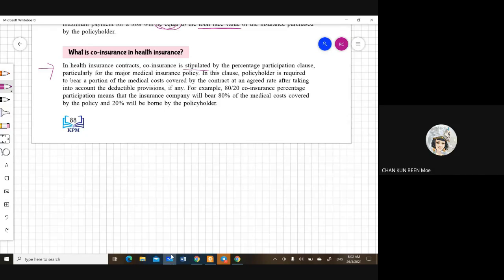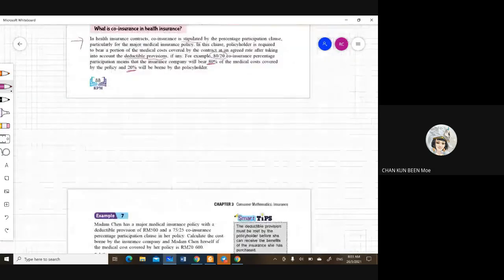In this clause, policyholder is required to bear a portion of the medical cost covered by the contract at an agreed rate after taking into account the deductible provisions. So same thing, we also have deductible in health insurance, if any. For example, 80/20 core insurance percentage participation means that the insurance company will bear 80% of the medical costs covered by the policy and 20% will be borne by the policyholder themselves. Okay, so let us look at the example on how to apply this.